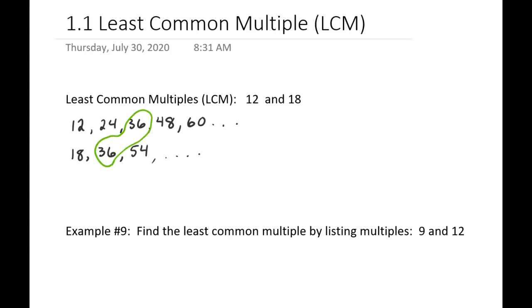But right here, I have found the first multiple that is in both lists, and so that's the least common multiple. So the LCM for 12 and 18 is 36. Now if we had 2 different numbers, it would be different, but that would be what we would call the least common multiple for 12 and 18.